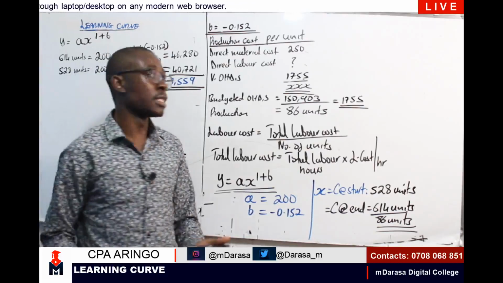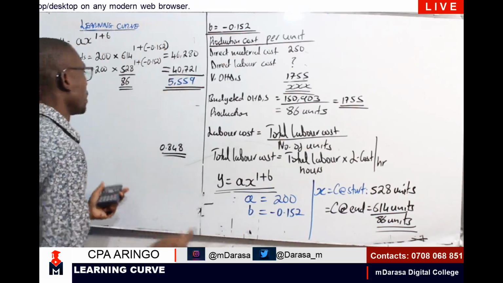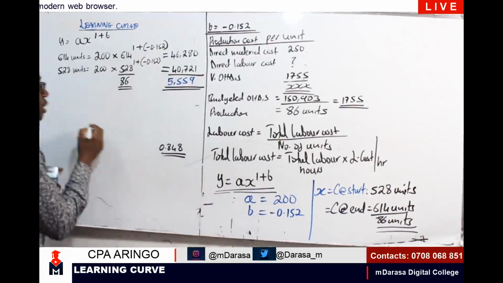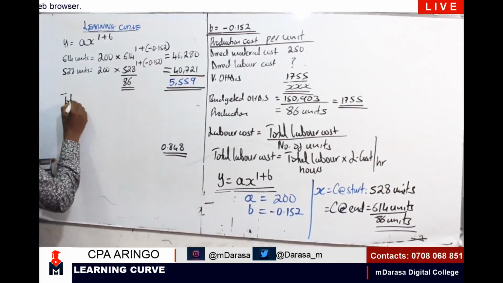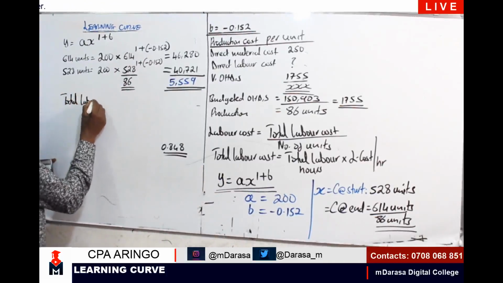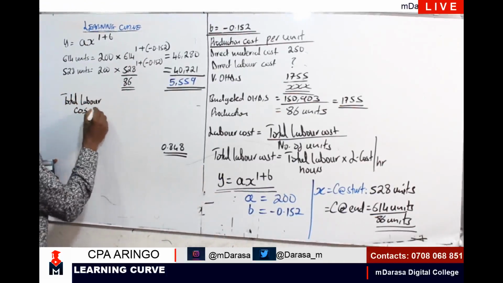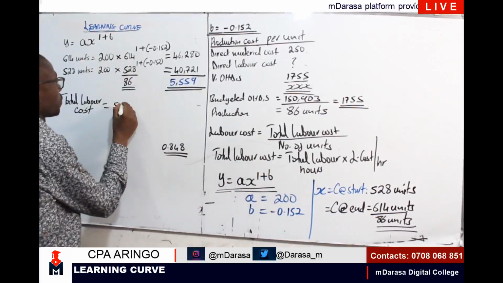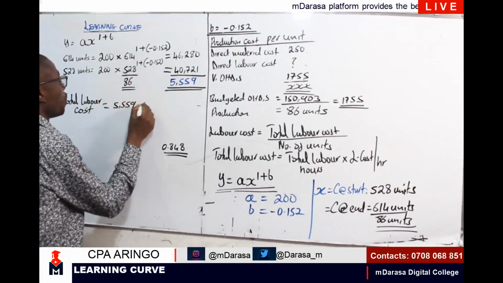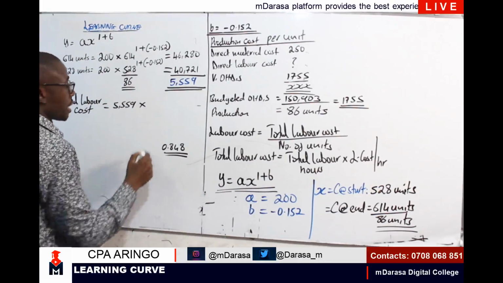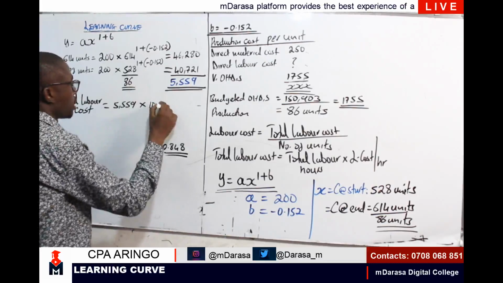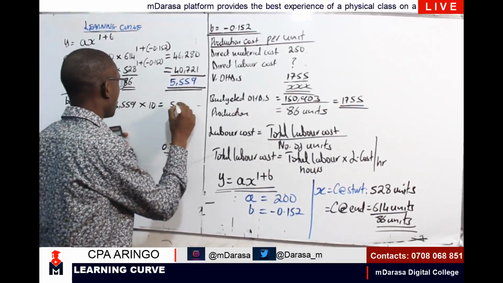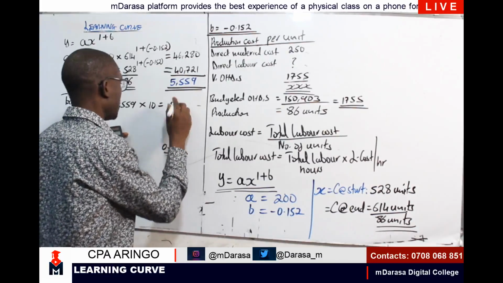And once we have determined that, my good students, you will find that things will be very easy on our side. Now, I'll have to determine our total labor cost. To determine our total labor cost, this will be easy because I'm having the total labor hours, 5,559. We multiply by the labor cost per hour. You're given 10 shillings, if you can recall, right? So by 10, that should give us 55,590.